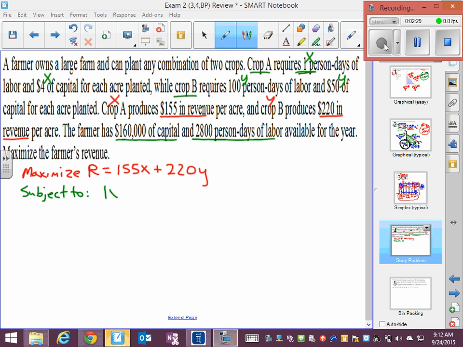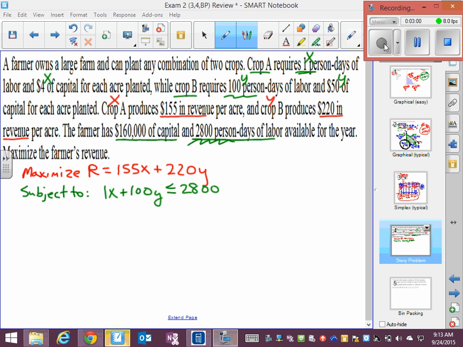I'll have 1X, of course you don't need that one, but it doesn't really matter, for person days of labor. And I've got 100Y is talking about person days of labor. And then I keep reading, and it's down here, 2,800 person days of labor. That's my limit, so I know it's going to be less than or equal to 2,800. I'm talking about person days of labor there.